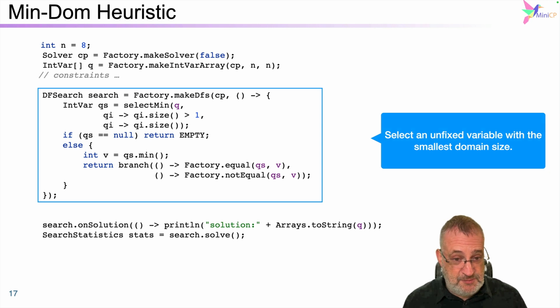Notice that this is a variable and a value selection. Min-dom refers to that value being the smallest in the domain. And we create a branching scheme that says either QS is equal to V or it's not equal to V. So pick an unfixed variable, that's the first closure, that minimizes the size of the domain, smallest domain, and then pick the smallest value in the domain. Min-dom. That's the idea. And that's all you need as a branching scheme for actually getting going.